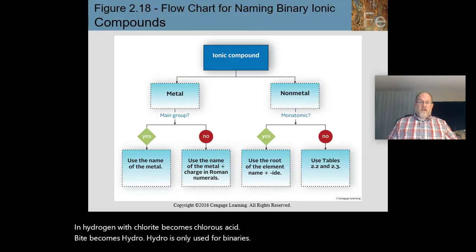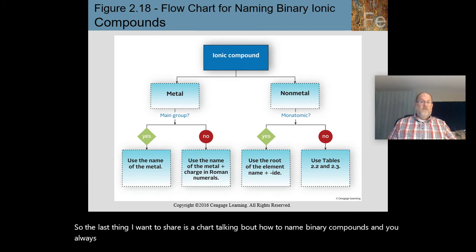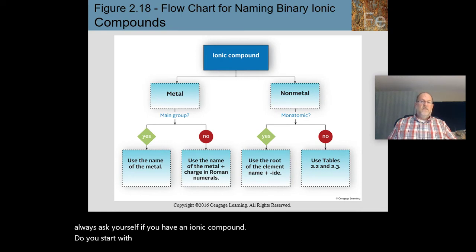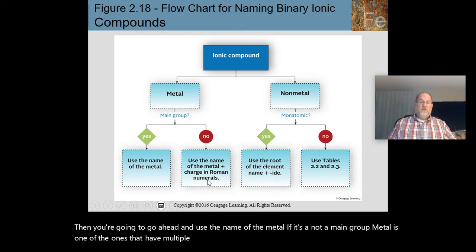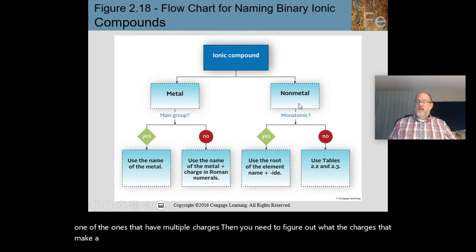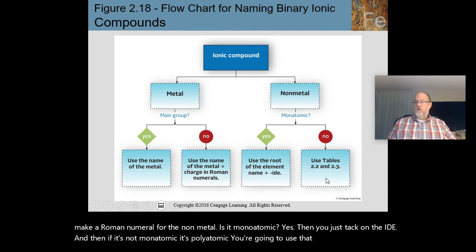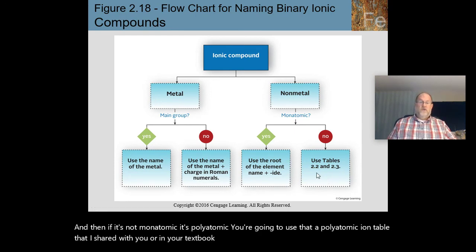The last thing I want to share is a chart talking about how to name binary compounds. You always ask yourself, if you have an ionic compound, do you start with a metal? Is it a main group metal? Then you're going to use the name of the metal. If it's not a main group metal, it's one of the ones that has multiple charges, then you need to figure out what the charge is and make a Roman numeral. For the non-metal, is it monoatomic? Yes, then you just tack on the ide. If it's not monoatomic, it's polyatomic, you're going to use the polyatomic ion table that I shared with you, or in your textbook, it's tables 2.2 and 2.3.